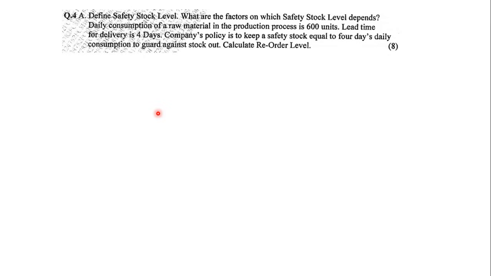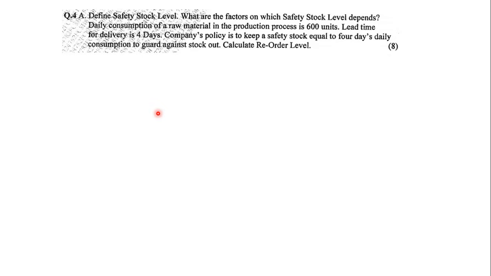Okay, let us take the next question. It is given: define safety stock level and what are the factors on which safety stock level depends, and then they have given you the question. The daily consumption of a raw material in the production process is 600 units. The lead time for delivery is 4 days. And the company's policy is to keep a safety stock equal to 4 days of daily consumption to guard against stock out. Calculate reorder level. Again, first we will note down the data.